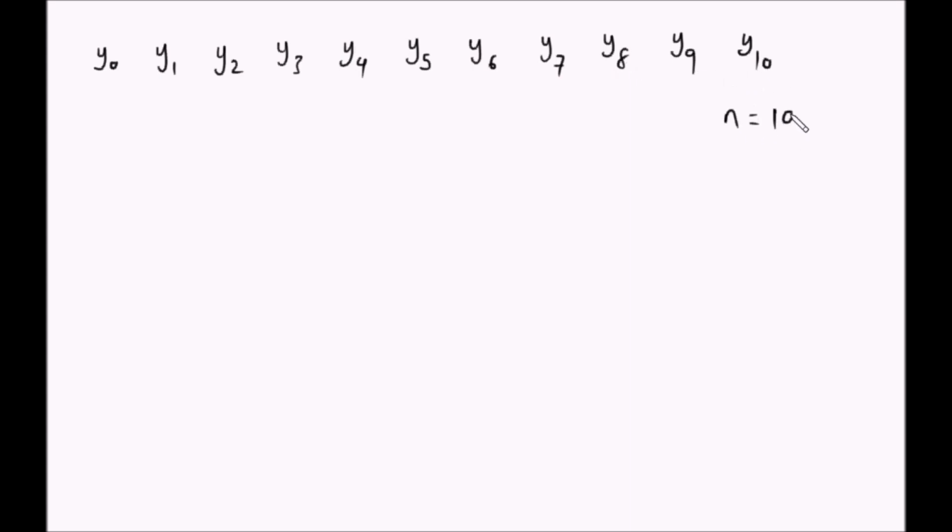Manake anataka tuwe na y0 itakuwa ordinate ya kwanza, y1 ordinate ya pili, y2 ordinate ya tatu, y3 ordinate ya 4, y4 ordinate ya 5, y5 ordinate ya 6, y6 ordinate ya 7, y7 ordinate ya 8, y8 ordinate ya 9, y9 ordinate ya 10, y10 ordinate ya 11. So zipo 11. 1, 2, 3, 4, 5, 6, 7, 8, 9, 10, 11. So our n now ni 10.